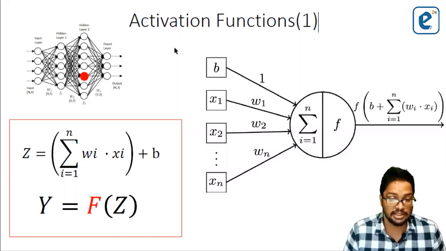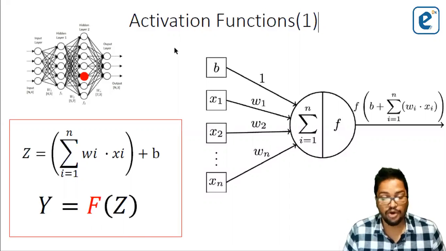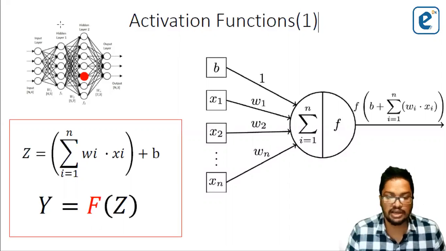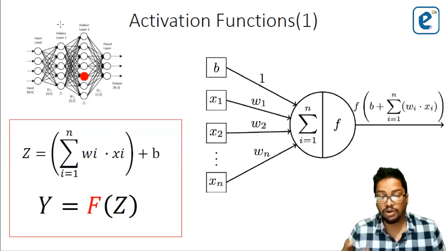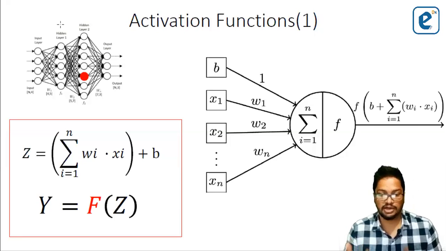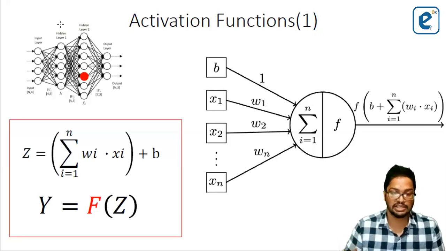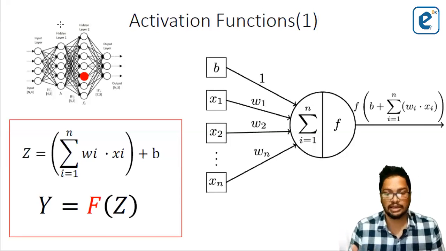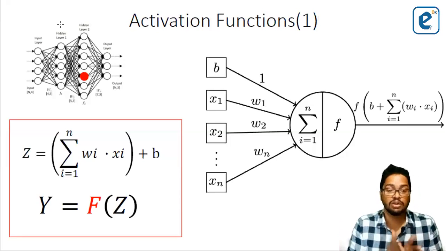Another thing is that we define the activation function for each layer, not for each neuron. Let's say for hidden layer one, we define one activation function, and that will be the activation function for all the neurons in that layer. So we can't have different activation functions for different neurons in the same layer, but you can have different activation functions for different layers.